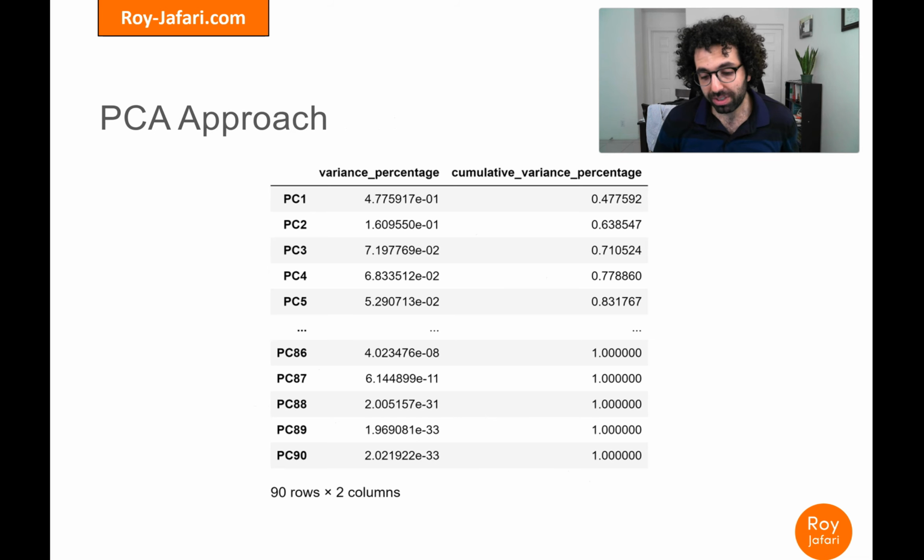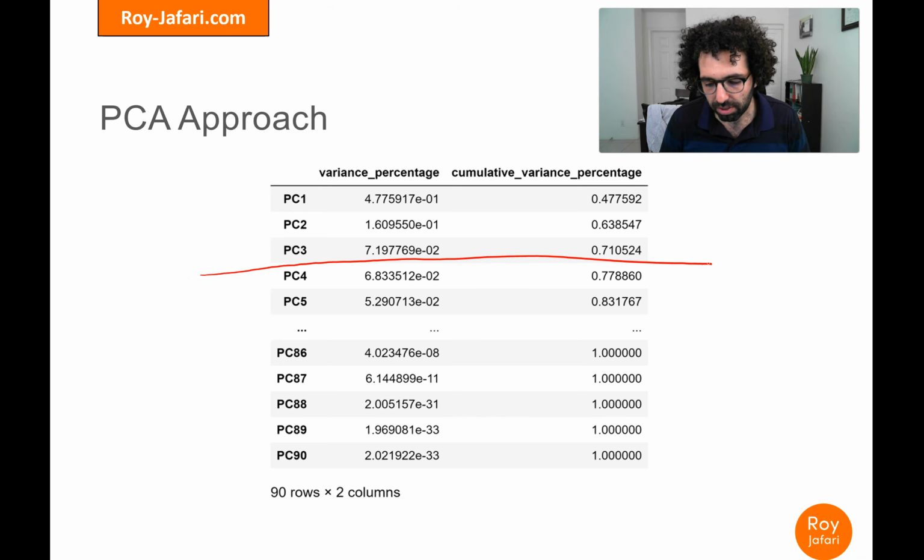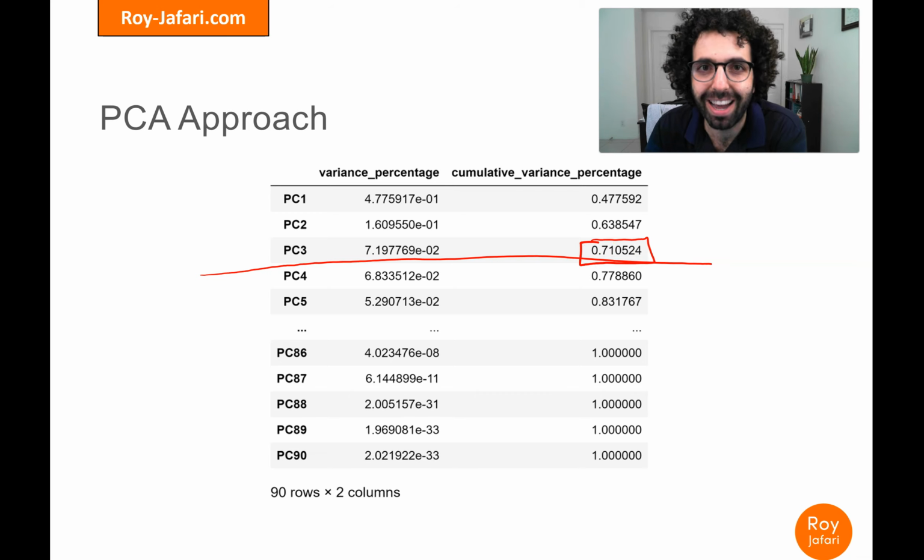Another approach would be to use PCA, right? When you apply PCA on the standardized data, you would see for this specific data, using the first 3 PCs, PC1, PC2, and PC3, you will be keeping 71% of the variation in the data. Instead of having 90 attributes, you can have only 3 attributes, and use those 3 attributes to carry 71% of the variation in the data. That's a pretty good deal.